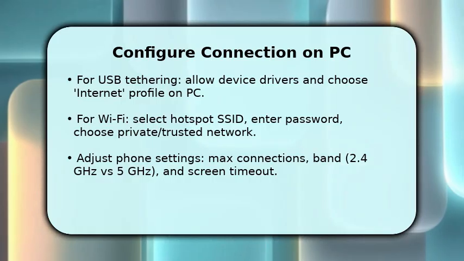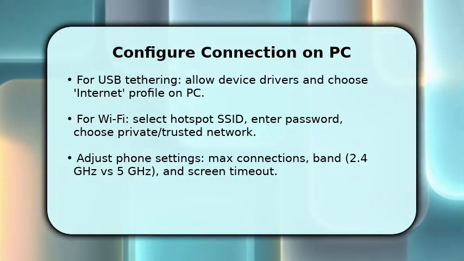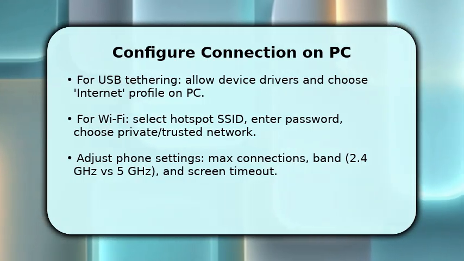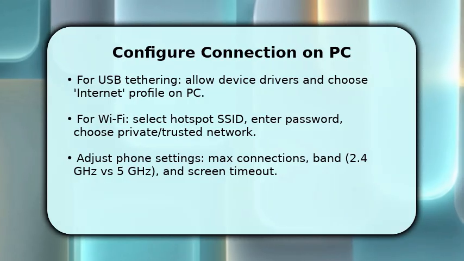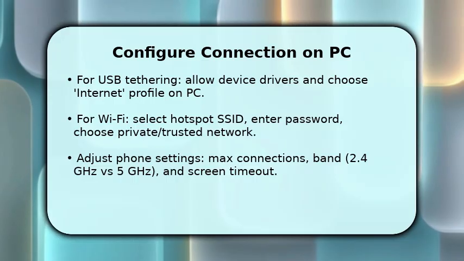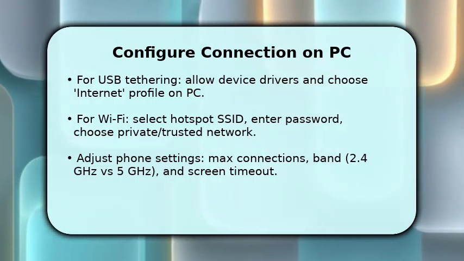For USB tethering, accept any driver prompts and choose the network as private to allow file and printer access if needed. The USB route gives lower latency and stable throughput. For Wi-Fi hotspot, pick the SSID and enter the password, then select a trusted network type.